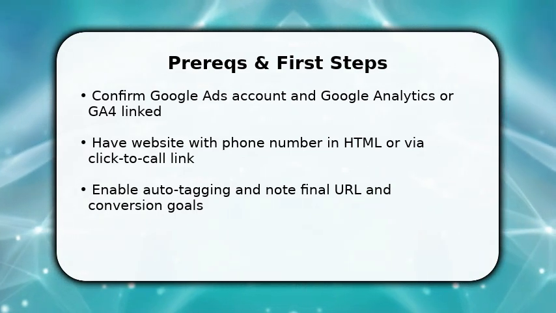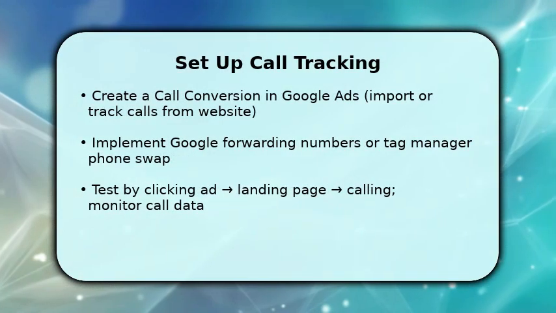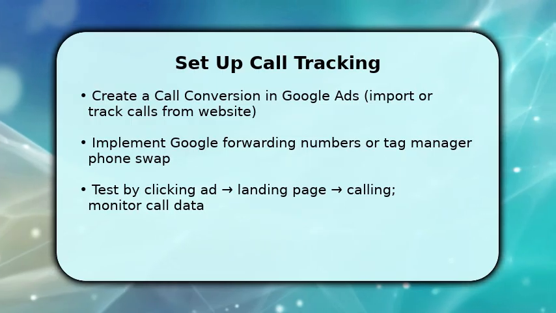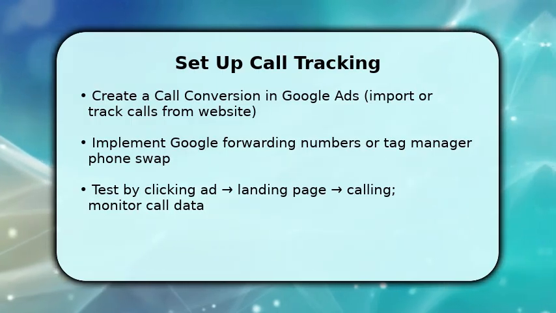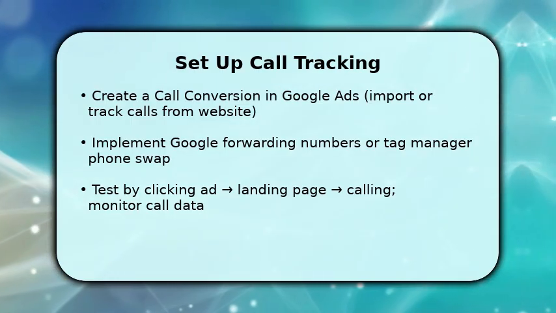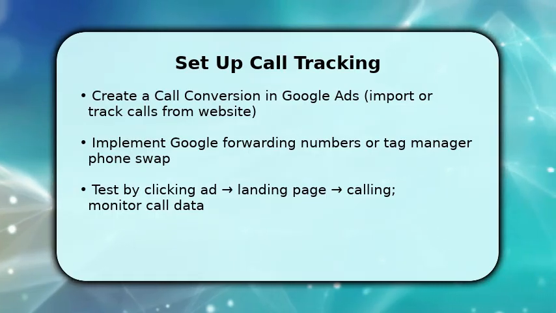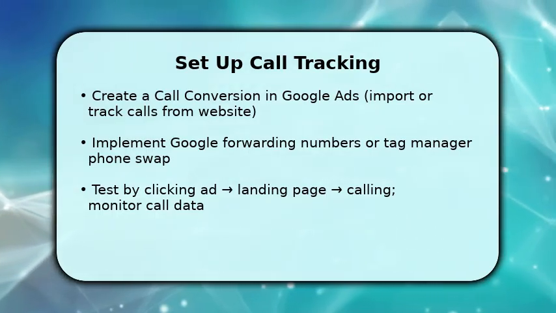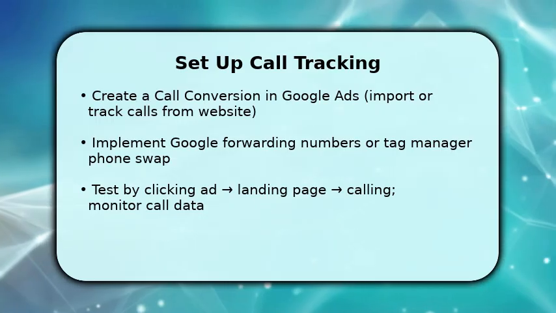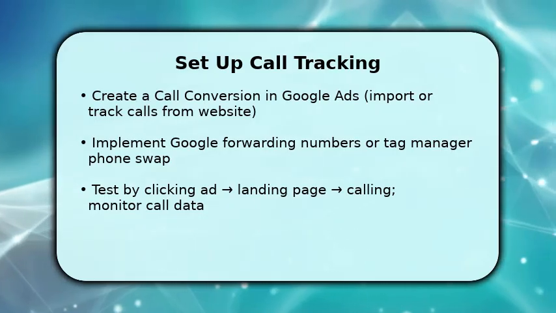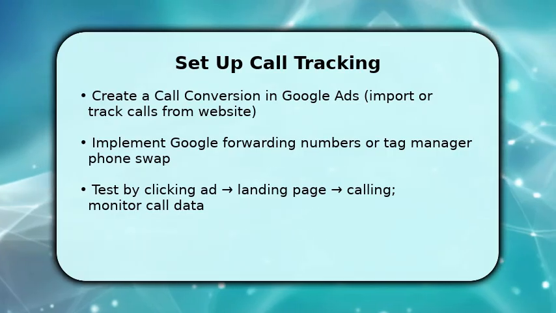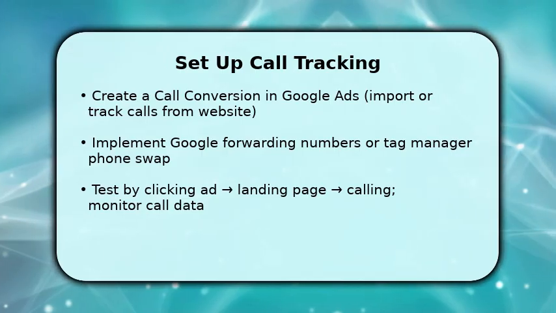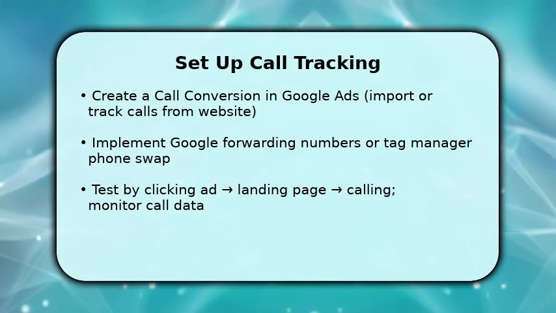You now create a call conversion in Google Ads and choose whether to track calls from ads, calls to a number on your site, or imported call data. If you use Google forwarding numbers, implement the snippet or enable phone swap via Google Tag Manager to dynamically replace your visible number. Once implemented, test end-to-end by clicking an ad, arriving on the landing page, and making a call. This generates a real conversion event. Make sure call duration thresholds match what you consider quality.